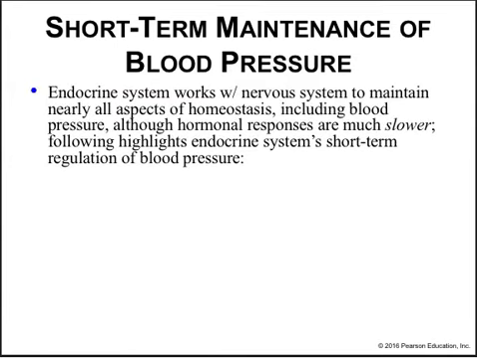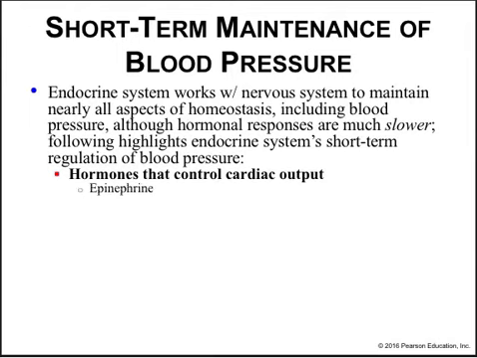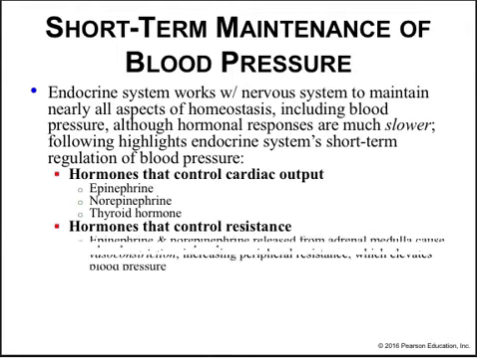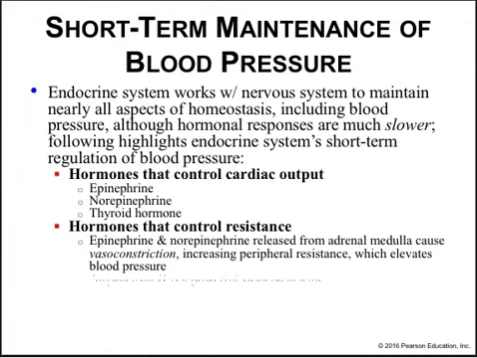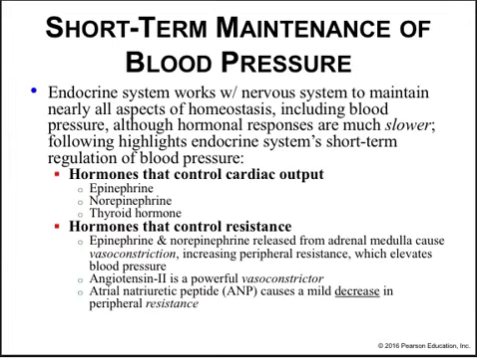The endocrine system works with the nervous system to maintain nearly all aspects of homeostasis, including blood pressure, although hormonal responses are much slower. Following highlights the endocrine system's short-term regulation of BP. Hormones that control cardiac output include epinephrine, norepinephrine, and T3 and T4. Hormones that control resistance include epinephrine and norepinephrine from the adrenal medulla, which promote vasoconstriction, thus increasing peripheral resistance and elevating blood pressure, and angiotensin II, which is a potent vasoconstrictor.